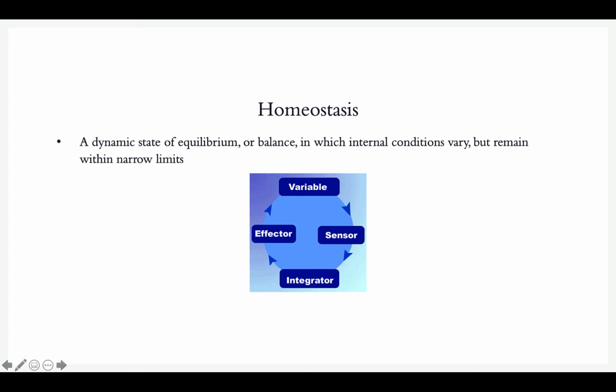The feedback system starts with recognition of an altered variable by a sensor in the body, which, if outside the homeostatic limit, triggers an integrator, like the brain, to get that response back into balance. And this integration will elicit the effector to help carry out that balancing act.